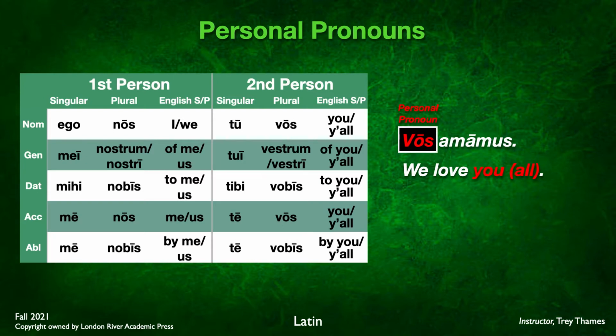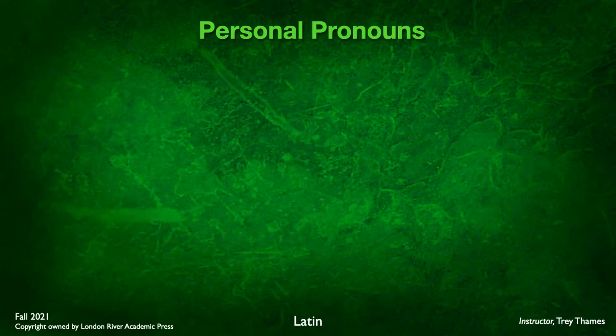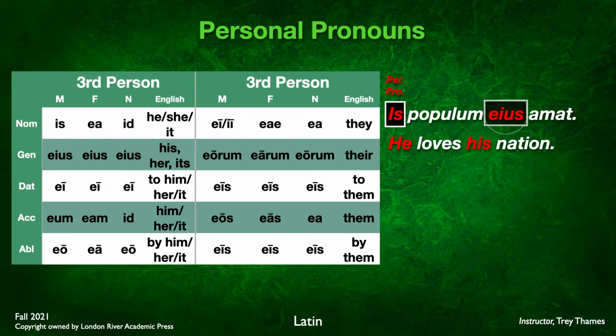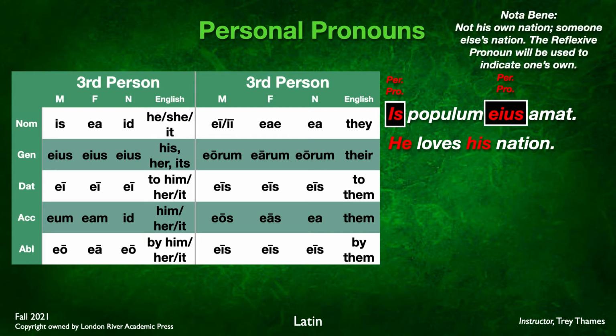We love y'all. This is the direct object of the verb amo, amamus. All right, let's try one more. Now, this time we're using an example from the third person chart. Is populum huius amat. Here we have is, which is the nominative masculine singular pronoun, he. And then we're going to take the huius, which is the genitive masculine singular. And it's he loves his nation.